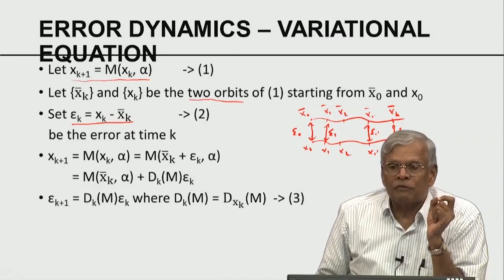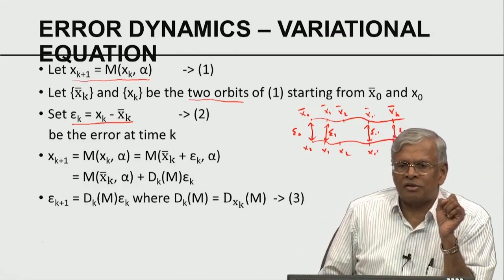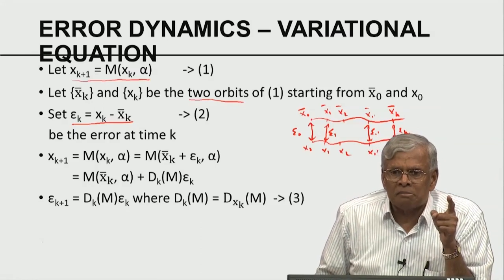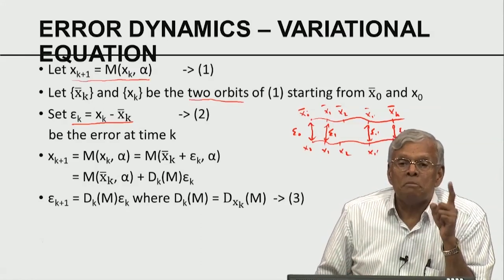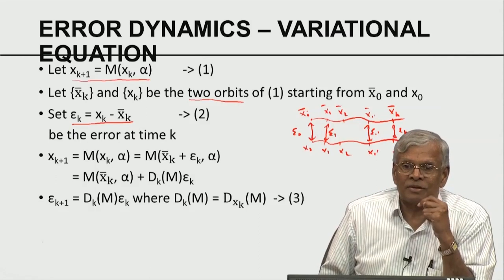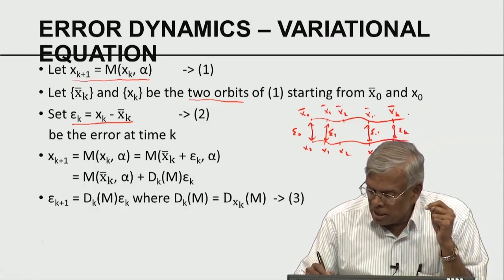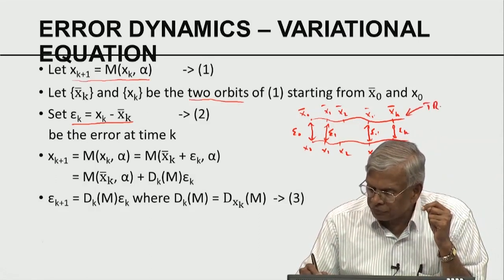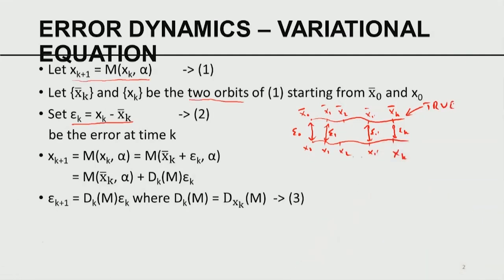So if I want to give some life to this trajectory, let x_0 bar be the true unknown initial state. So this could be the true trajectory. This is the predicted trajectory.